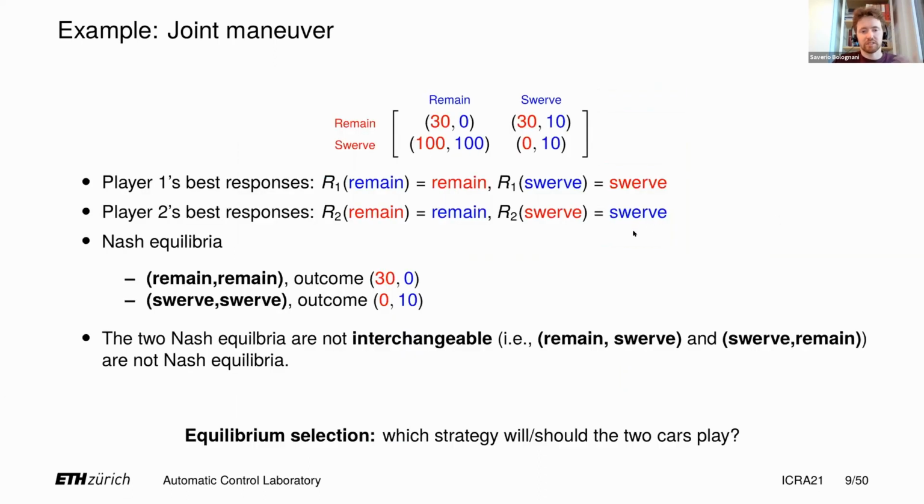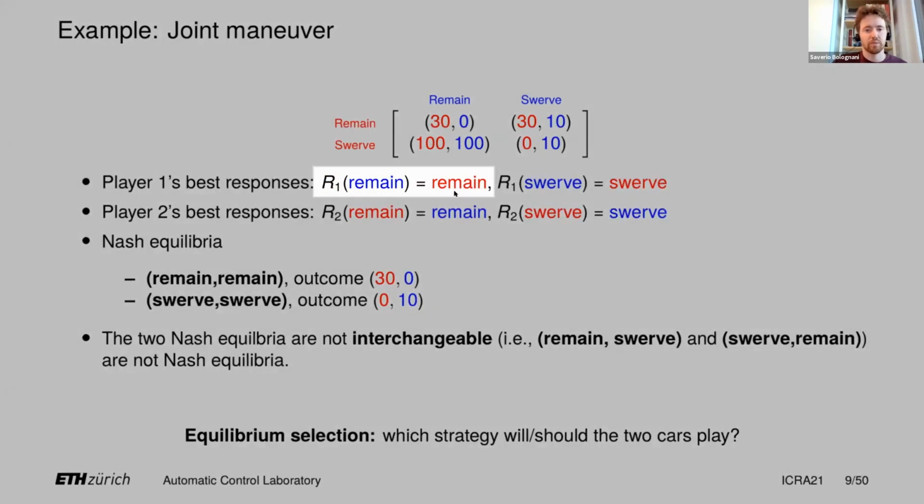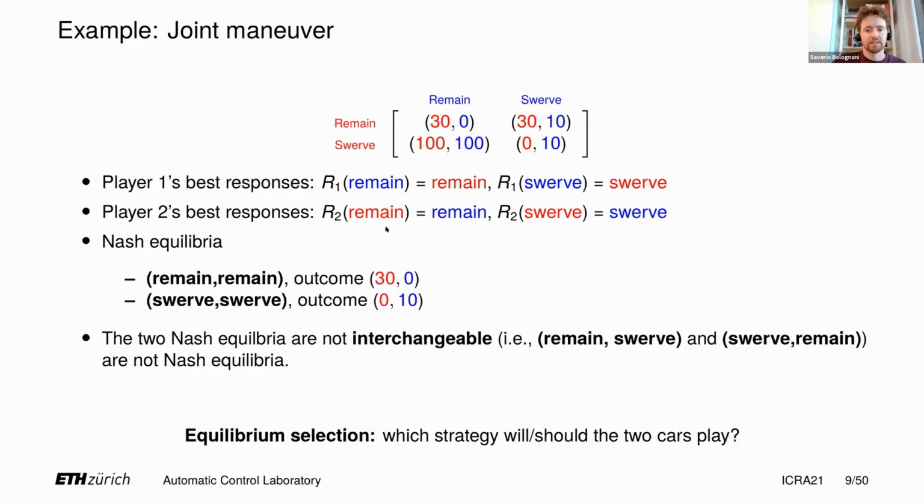Of course, you can do the same in the matrix, or you can do it using this fixed point interpretation that I just provided you with. The best response of player 1 to player 2 remaining on the lane is to remain on the lane. And the best response for player 1 to player 2 swerving is to swerve as well. Similarly, for player 2, the best response to remaining is to remain. The best response to swerving is to swerve. And so if you look at the fixed points of these sets, what you get is that the two Nash equilibria are to remain with outcome 30 and 0, and to swerve with outcome 0 and 10, for the two players respectively.